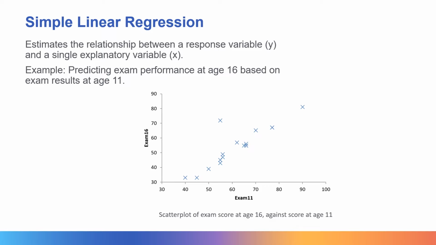Let's briefly revisit simple linear regression. In simple linear regression, we estimate the relationship between a response variable and a single explanatory variable, given a set of data. This data includes observations for both variables across a particular sample. For example, we might ask, can we predict exam performance at age 16, the response variable, based on exam results at age 11, the explanatory variable? Essentially, we are examining the relationship between scores at two different ages. Our hypothesis is that the exam score at age 16 can be predicted from the score at age 11.